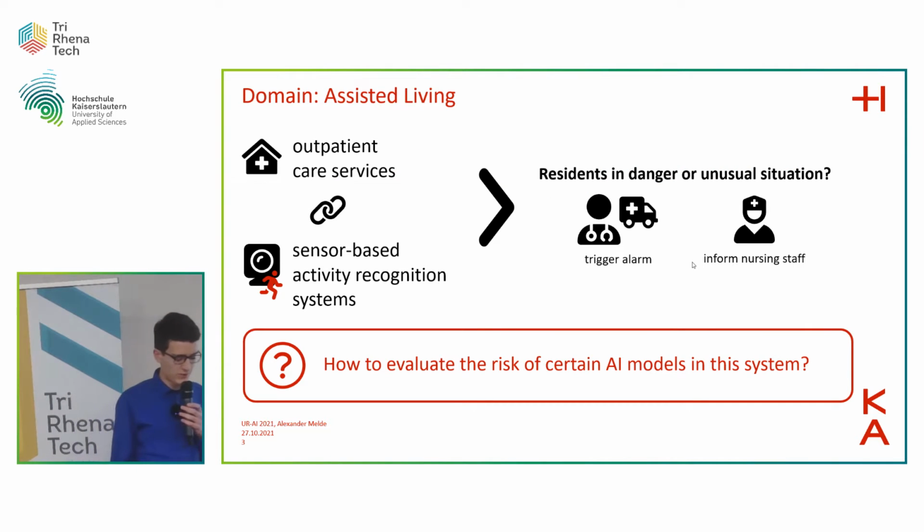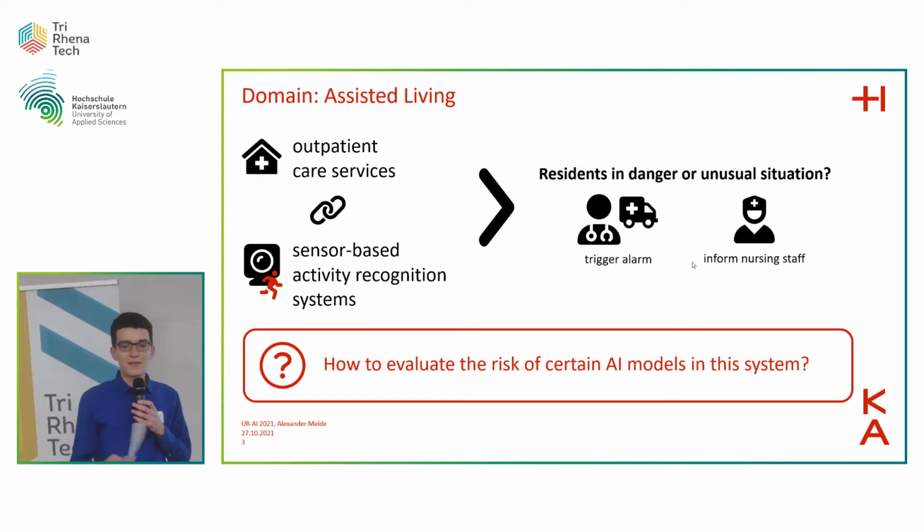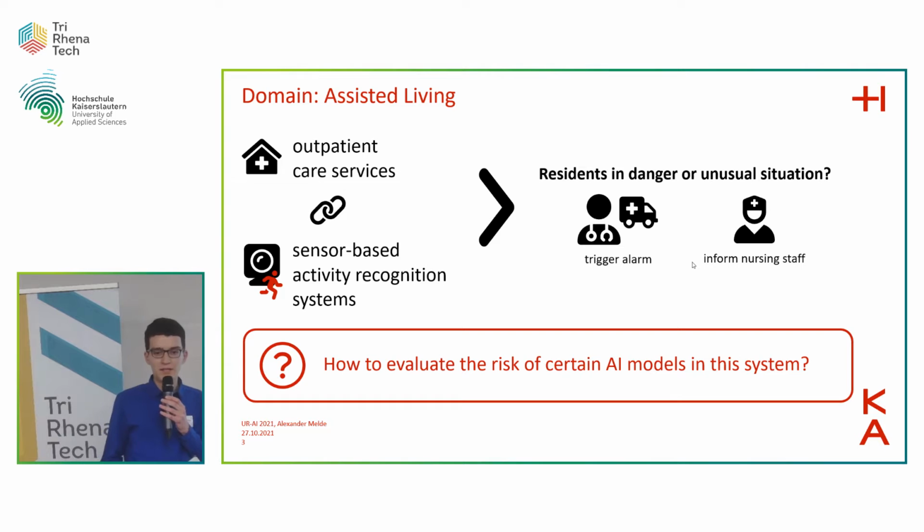Our research was motivated by the domain of assisted living. One thing that got increasingly popular in the last years was sensor-based activity recognition systems combined with outpatient care services. These systems can detect if residents at home are in danger or in an unusual situation, and then they can trigger an alarm or inform nursing staff. One thing that is very important there is to evaluate the risk associated with using AI models in these systems, which is also often mandatory in life sciences.